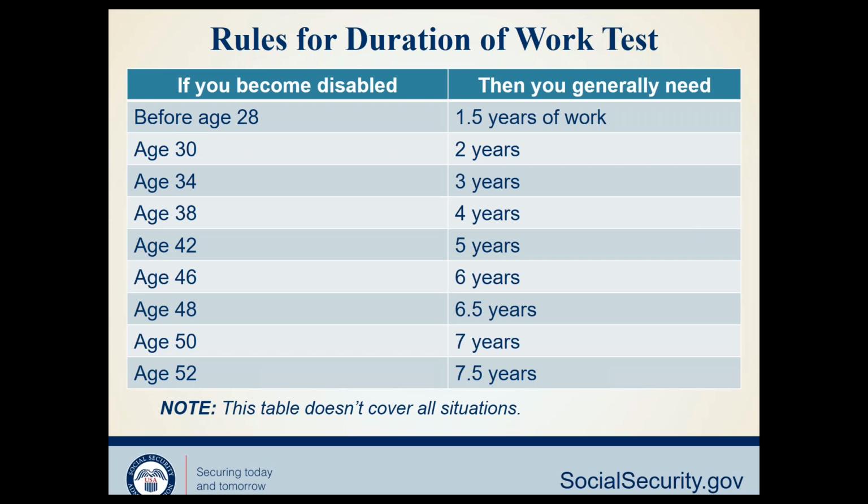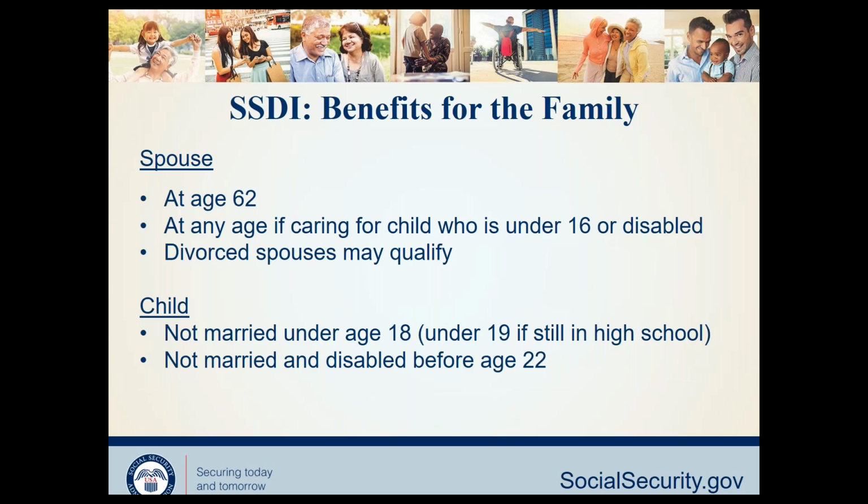SSDI benefits for the family. If we determine that you are disabled for your SSDI, your spouse, if he or she is age 62 or older, or your spouse at any age, if he or she is caring for a child of yours who is younger than the age of 16, can receive benefits. And the child under the age of 16 can also receive benefits.